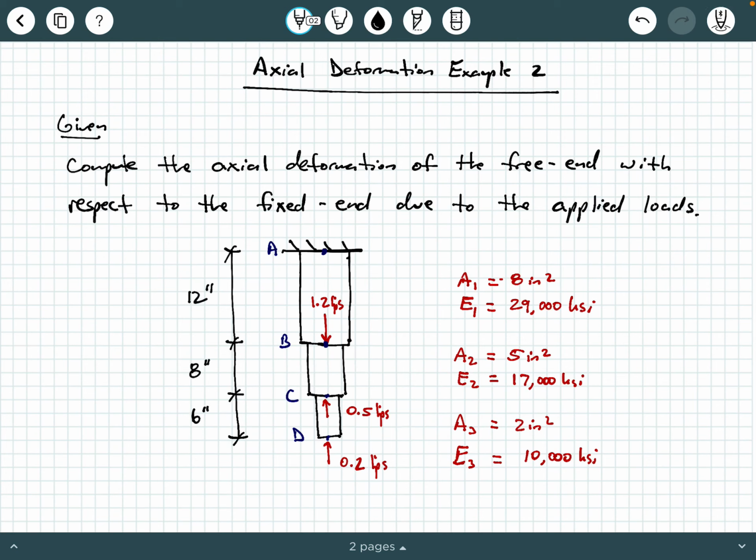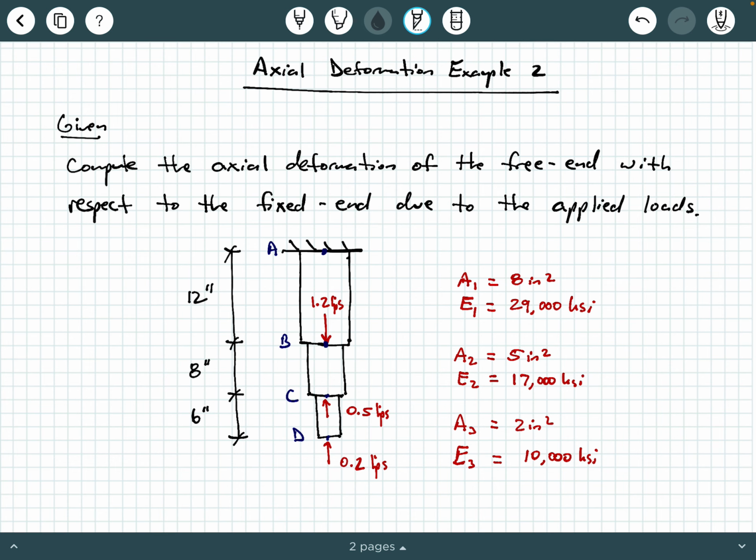Hey everybody, Dr. A here, and in this video we are exploring a second example of axial deformation, and this one is more of a calculation type of example, not a derivation like our first example was. So let's take a look here. In the given information, we are being told to compute the axial deformation of the free end of this system with respect to the fixed end due to the applied loads.